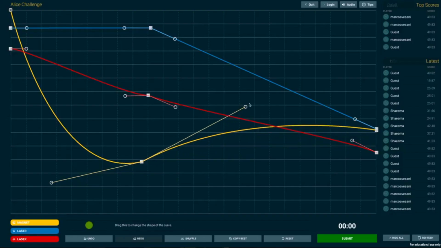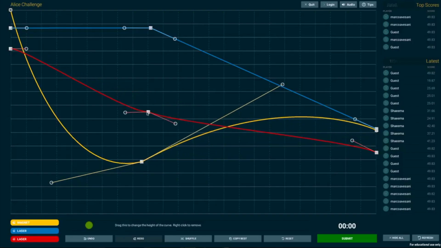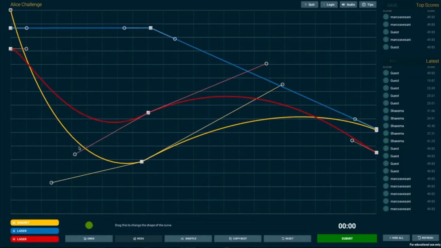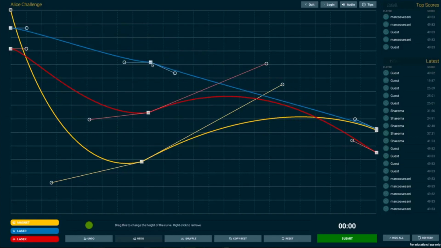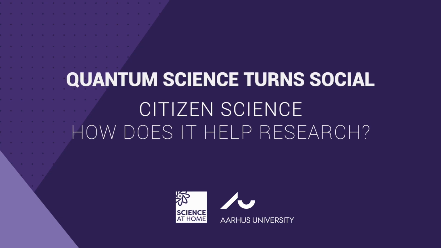So the people had these three curves in the Alice challenge interface, which represent the magnetic field and the intensity of the two laser beams. So they could deform this cup as they wanted. They could make it from a magnetic cup to a laser cup and vice versa, and play around and investigate all these different possibilities. I'm not a physicist, so this sounds complicated.